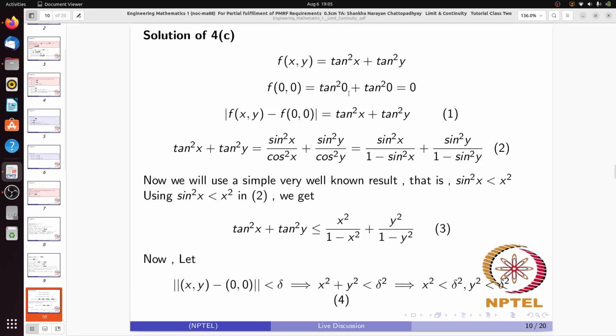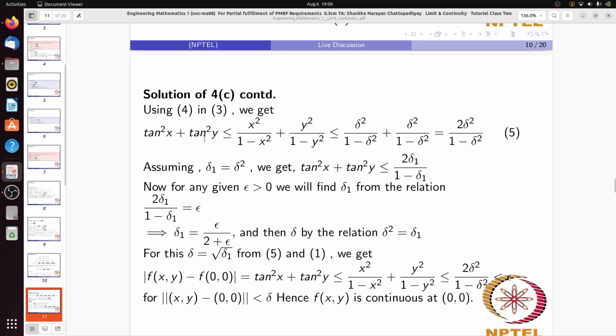This problem is a bit tricky because here you have to use a lot more algebraic manipulations. Here we will use tan square x plus tan square y, and f(0,0) is itself 0. So this will imply that the norm of (x,y) minus 0 is less than delta, and this will give x square less than delta square, y square less than delta square. And now tan square x plus tan square y is less than or equal to 2 delta square by 1 minus delta square, and we will assume that delta 1 is equal to delta square, and we will get these things.